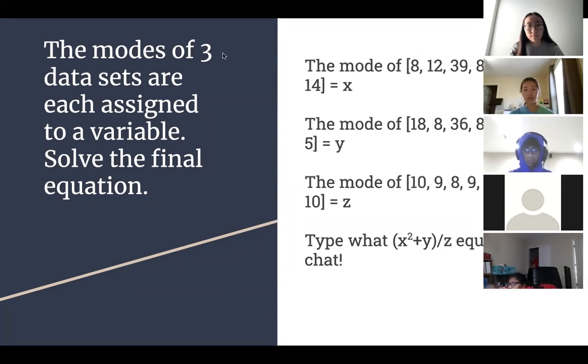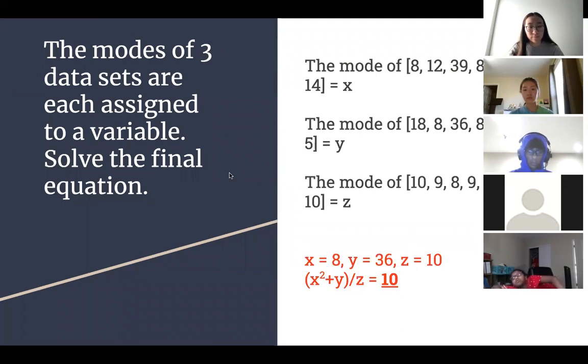Okay, so I see some 10s in the chat, and the answer is going to be 10. The mode of the first data set is going to be 8, and the mode of the second data set is going to be 36 because that occurs twice. And then the mode of the last data set is going to be 10 because it occurs 3 times. So x squared, which is going to be 8 squared, which is 64, plus 36, which is 100, divided by 10 is going to be equal to 10.